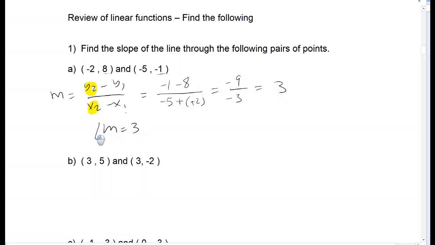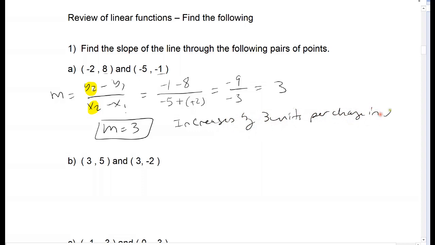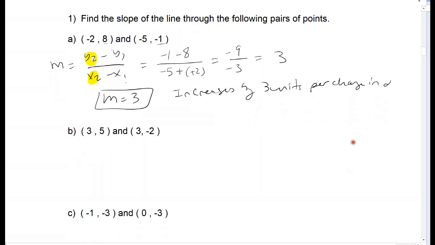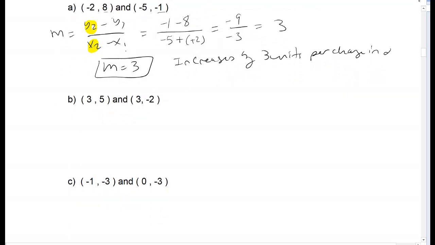And so my slope is 3, and so that tells me the line increases by 3 units per change in x. So it should be moving up, right, by 3 units per change in x. The next ones actually are special cases, and you should always be aware of special cases when they exist.